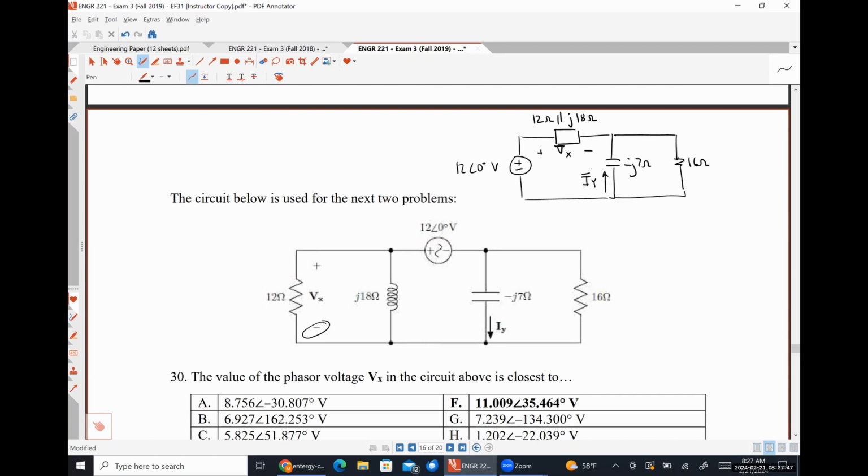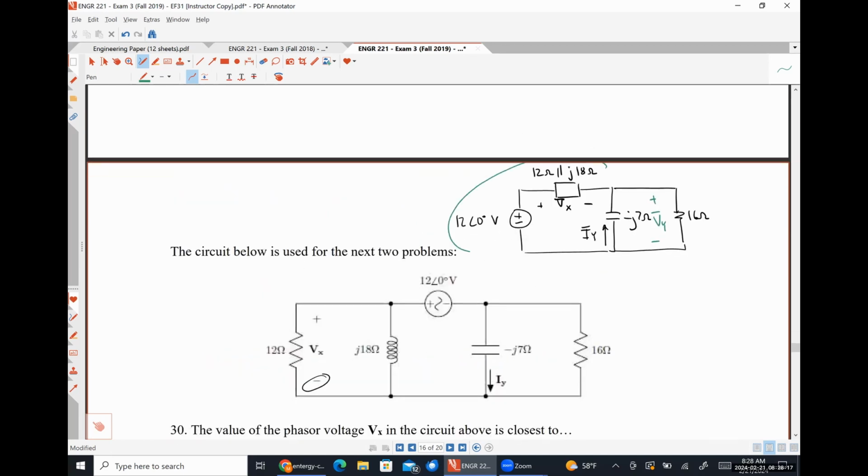So I think we can analyze that one pretty easily. You could find Vx using voltage division if you were so inclined. You could also call this voltage Vy, which you could determine using either voltage division or Kirchhoff's voltage law, and then divide that voltage Vy by the current Iy. Or if you were so inclined, you could source transform that and then use current division to find Iy.